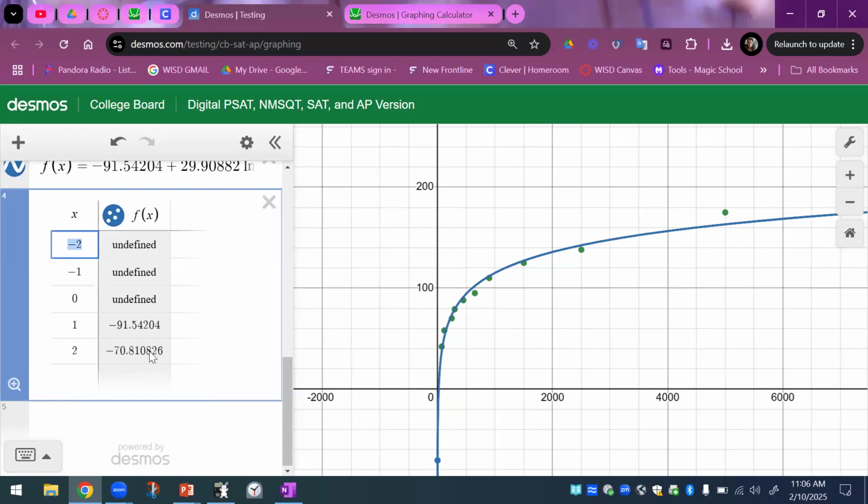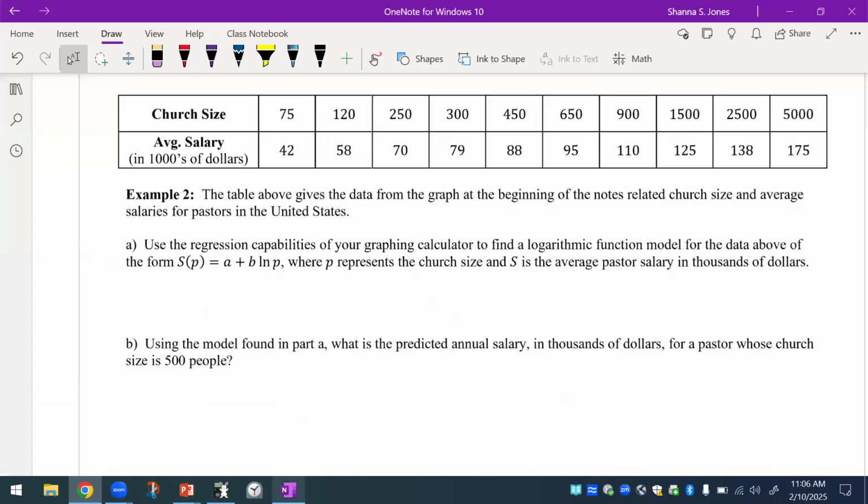And now you can put in your X values, right? So on our assignment, let's go back to our notes. It says create your regression model, right? So use the regression capabilities of the graphing calculator or whatever it is to create our model. So we created our model and we ended up with y hat. Y hat just lets me know that it's a regression model.